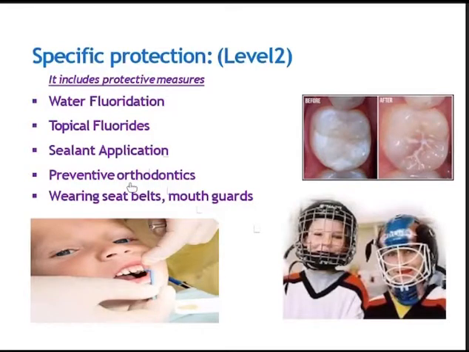Wearing seat belts: whenever you are in a car, you wear a seat belt. Why do you wear a seat belt? To avoid injury when you meet with an accident or anything like that. And using mouth guards, especially in contact sports like boxing, protects the teeth from trauma. So these are called specific protection.